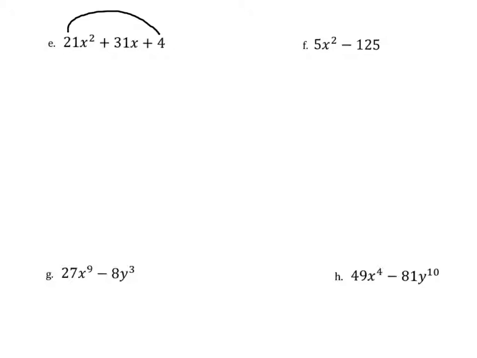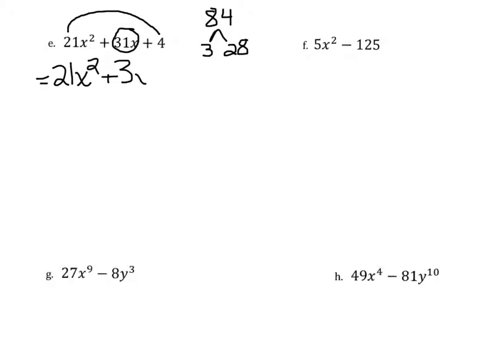I'm going to multiply 21 and 4. 21 times 4 is 84. And so I want to find two numbers that multiply to give me 84, but add up to this 31. That's my middle term. And those two lucky numbers will be 3 and 28. So what I need to do now is write this 31x as a 3x plus a 28x, right? And so we get 21x squared plus 3x plus 28x plus 4. Right? And by doing that, we now have four terms.